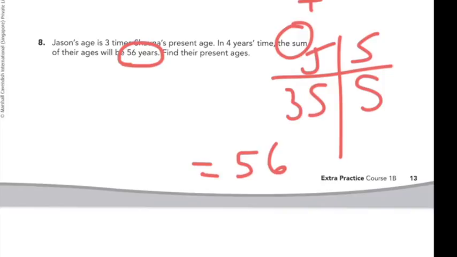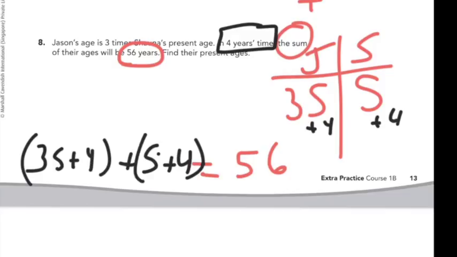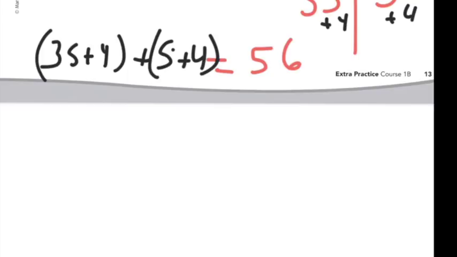So first of all, it does say in 4 years' time. So look, if you're 10 years old now, in 4 years' time you're going to be 14. If you're 12 years old now, in 4 years' time you're going to be 16. So all you're really doing is adding 4. So we're going to add 4 to each of these. So we have 3S plus 4, which is Jason, plus S plus 4, which is Shauna. So what we need to do then is combine like terms. So we have S and 3 S's, 4S, plus 4 and 4 is 8, equals 56.